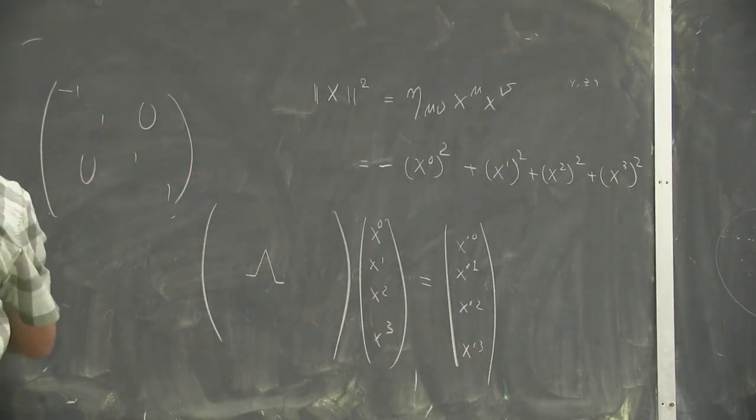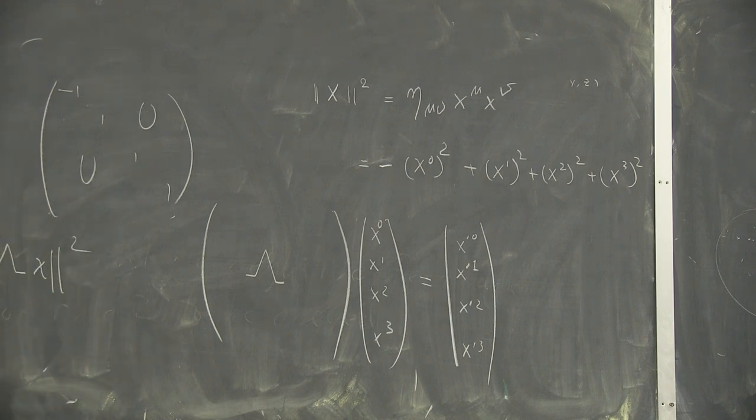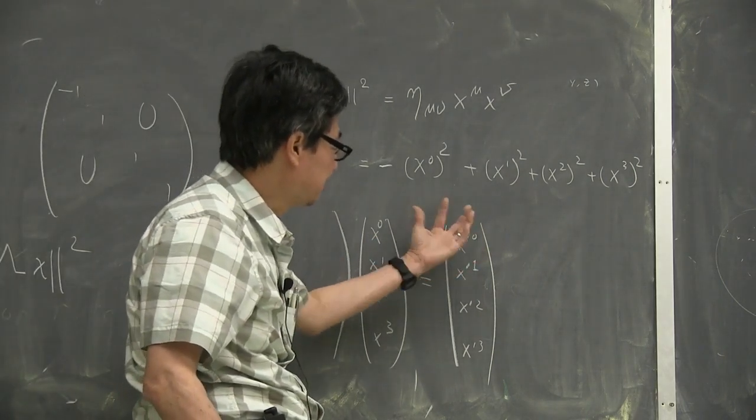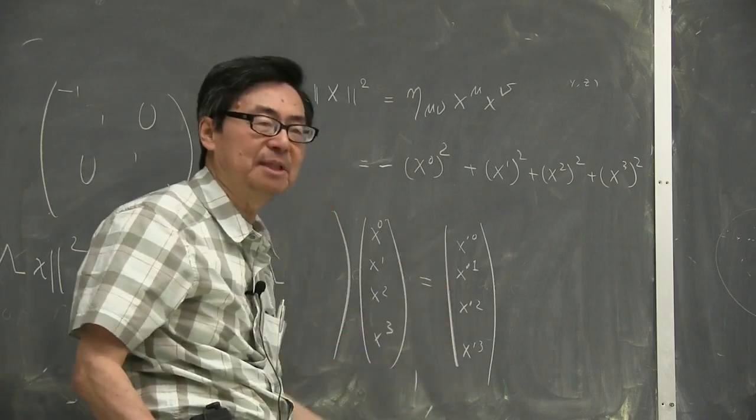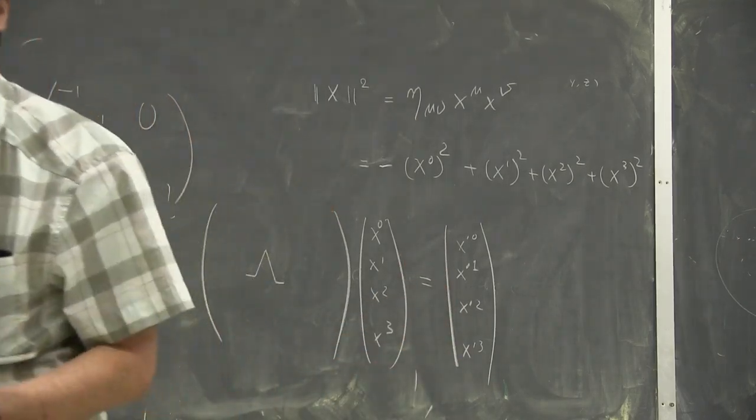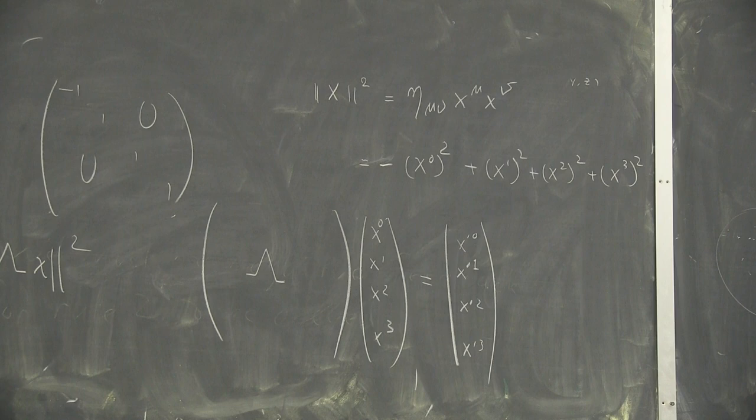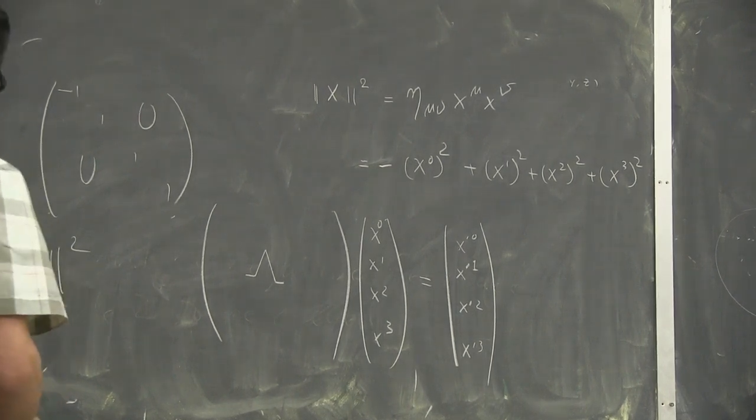And supposing I want to calculate the square of the length of this vector, okay, using the same metric. The metric is constant, okay? That means minus x prime 0 squared plus x prime 1 squared plus x prime 2 squared plus x prime 3 squared, which is the square of the length of the new vector.